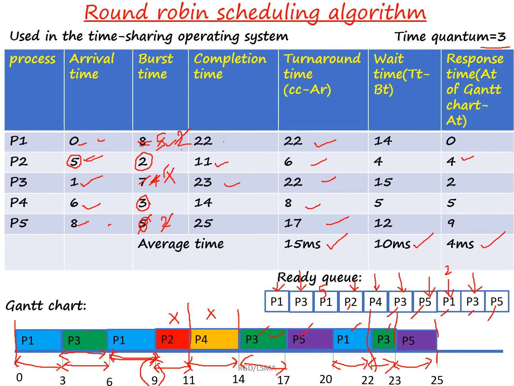If you look at the advantage of using this algorithm, every process is allocated the CPU in a cyclic way. Round robin is cyclic in nature, so there is no starvation.